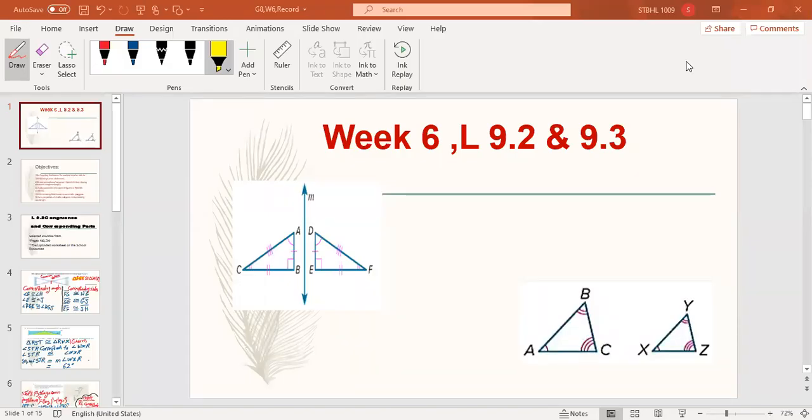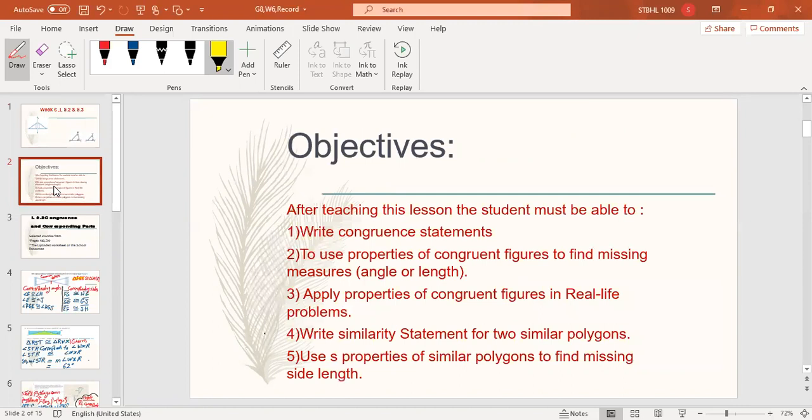Hello students, today inshallah we are going to summarize the work which has been done within week 6, lesson 9.2 and lesson 9.3. By the end of this session you must be able to: number 1, write congruence statements; number 2, use properties of congruent figures to find missing measures, angle or side length; number 3, apply properties of congruent figures in real life problems.